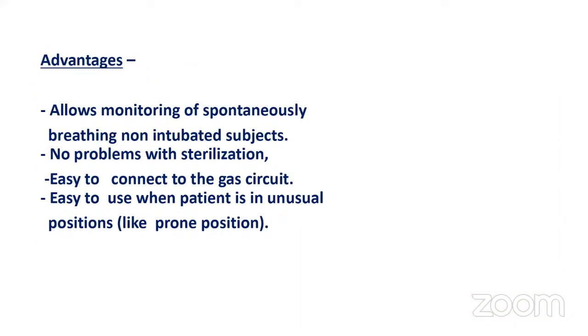This is the long capillary tubing, and it aspirates around 150 to 200 ml per minute. It has some advantages and disadvantages. It allows monitoring even in spontaneously breathing and non-intubated patients. It doesn't require much sterilization, it is easy to connect to the gas circuit, and it is lightweight. It is used when the patient is in a prone position.